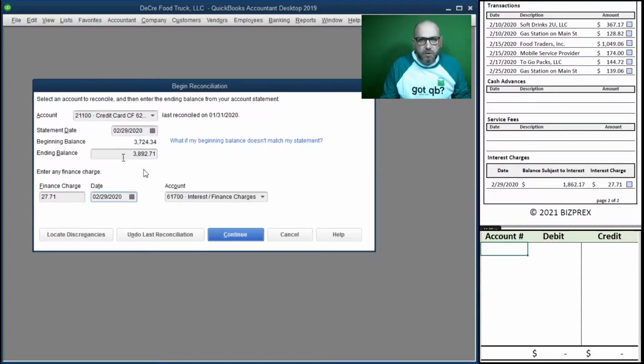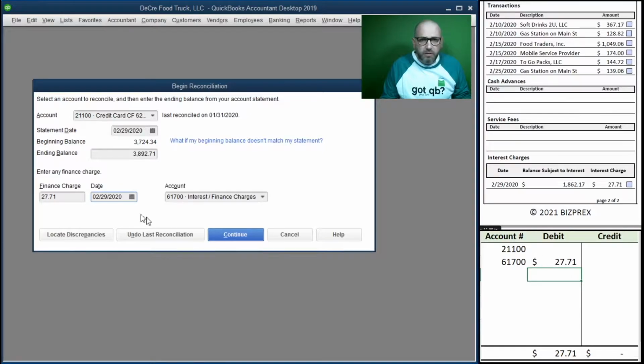You have your accounts right here. So it's our liability account, 21,100. And we have our expense account for the interest expense of 61,700. So what just happened? Well, we know for a fact that interest expense went up. We can work it that way. So 27.71, that's how much money we paid of the interest for borrowing the money from the credit card company for the month of February.